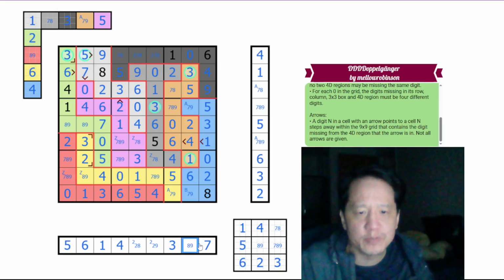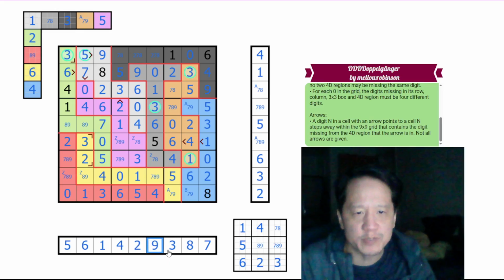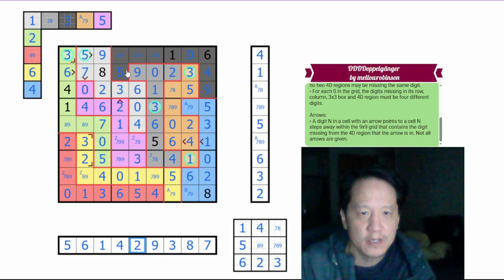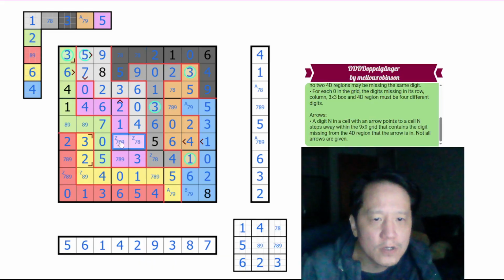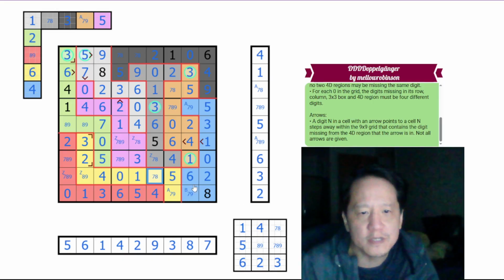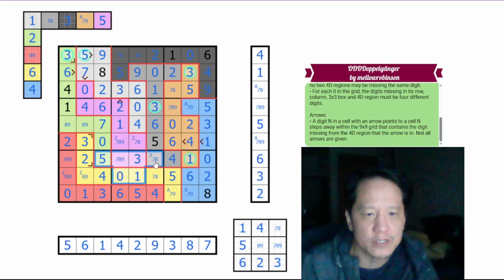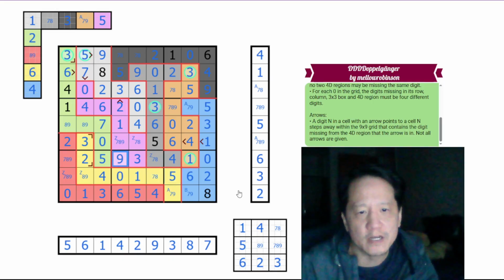So this has to be 8 here that's missing, which means this can't be 8 missing. It's 2 missing, which means this can't be 2 missing. That's 9 missing. So 2 missing means this can't be 2. So this must be 2 here. So 9's missing here, which means this can't be 9. This is a 7, 8 pair, which eliminates 7, 8 in the rest of the box. So this must be 9 here, which means this can't be 9 here. Okay, so then that's helpful.